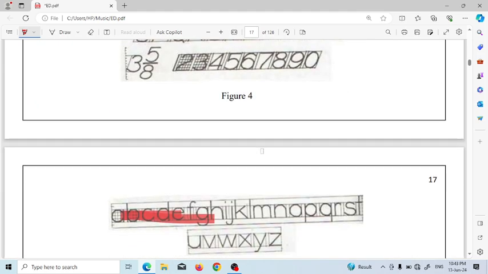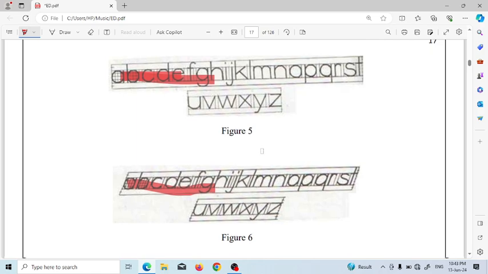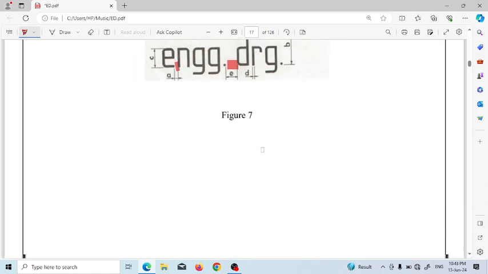So that's all for the chapter lettering.